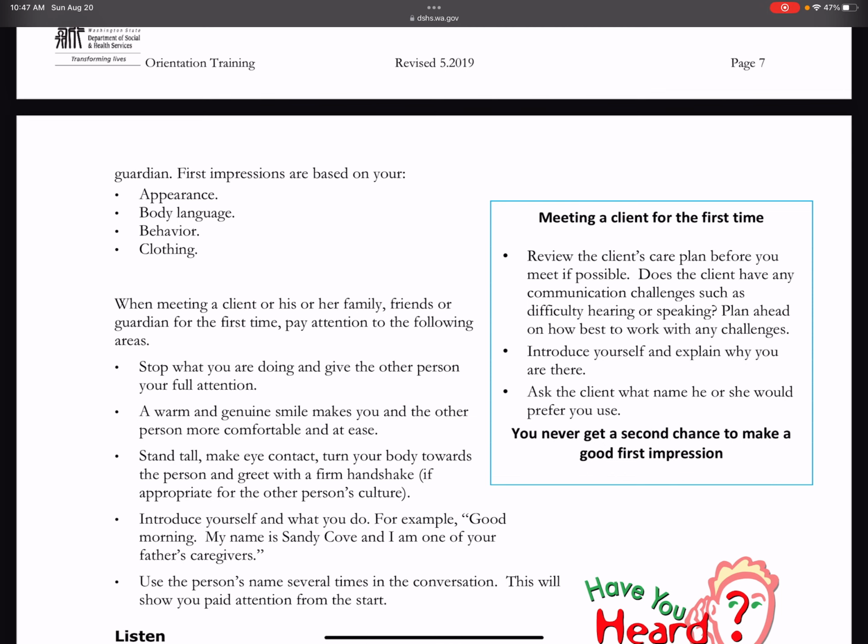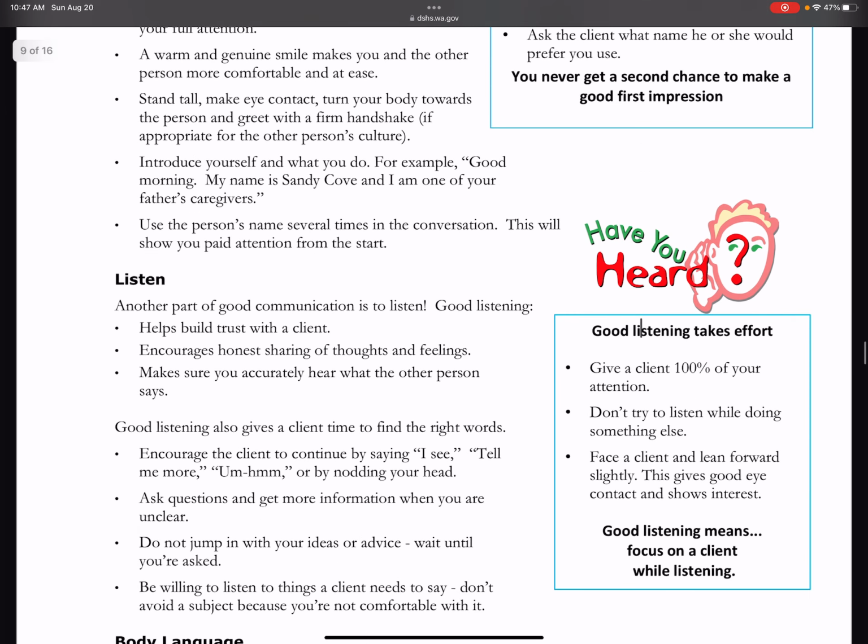And listening is very important. You need to listen to the clients. Help build trust with the client. Encourage honest sharing of thoughts and feelings. Make sure you accurately hear what the other person says. Good listening also gives a client time to find the right words.